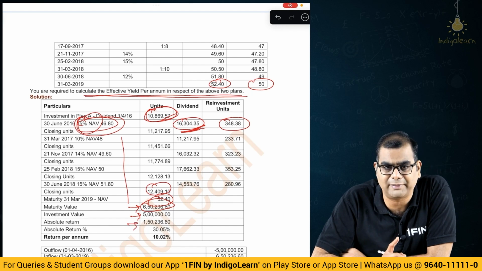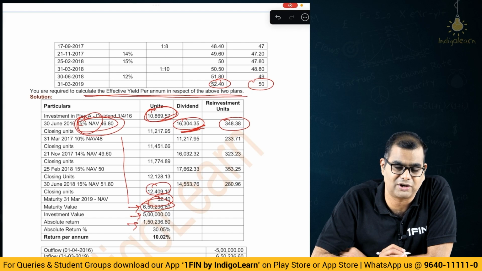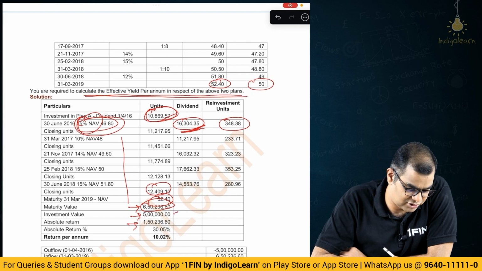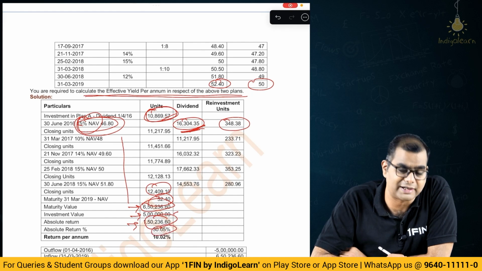Now, why no capital gains and dividends? Because all of those are reinvested already. So, everything is captured in the number of units. So, number of units into closing NAV, divided by number of units that was opening into opening NAV, which is basically 5 lakhs. So, you get a return of 1,50,000 over 5 lakhs, which is approximately 30.05%.